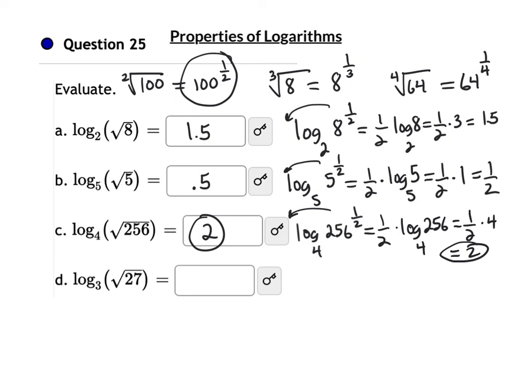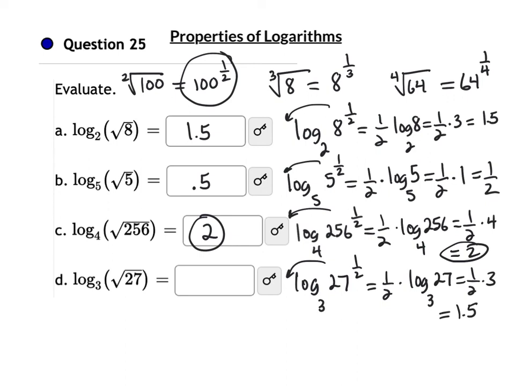D, this would be the log base 3 of 27 to the 1/2. We can bring that down in front. That's 1/2 times the log base 3 of 27. 3 to some power is 27. That would be 3. This is 1/2 times 3. That's 3/2, or 1.5 again.